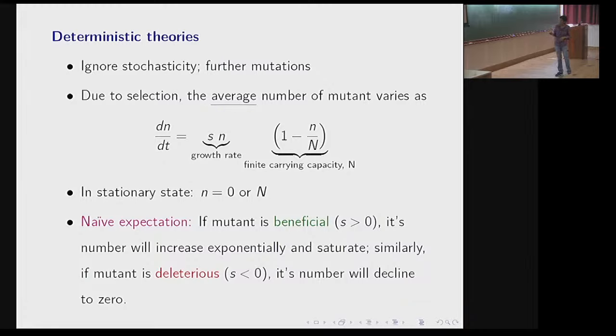In the stationary state, which means you put dn/dt equal to 0, you have two zeros. That means n can be either 0 or capital N, which is the carrying capacity of the population. So what do we expect naively? If you asked me, I would have said that if this mutant is a good, beneficial mutant, its number would rise and become capital N. But if it's a deleterious mutant, a bad mutant, then its number will decrease to 0. That's our naive expectation. I want you to keep this in mind because our answers are going to change.